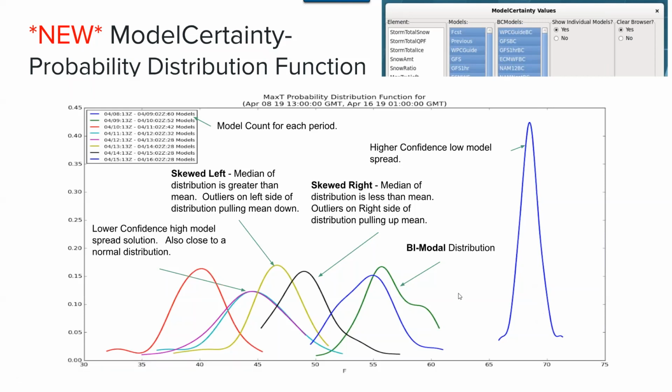You can also start to get hints at bimodality. If you look at that green line, that's our day two forecast. There are evidently some models in that 58 degree range that are hinting at a bimodal distribution. So maybe it's a timing issue or a bias correction type issue or something like that. And then you can also start to see that skewness.